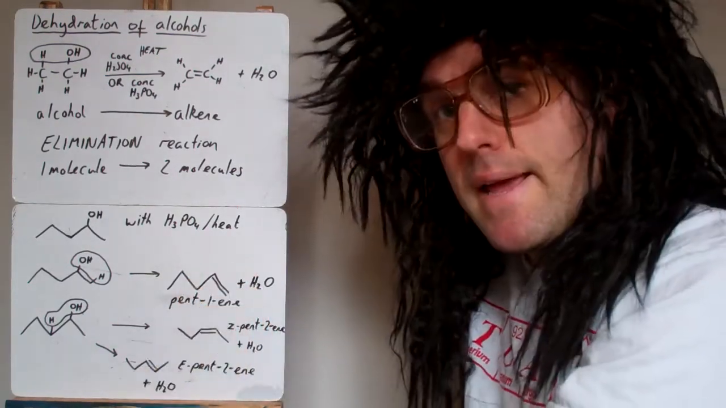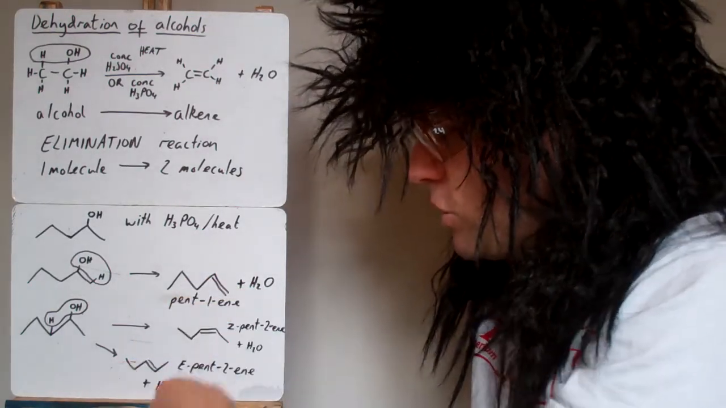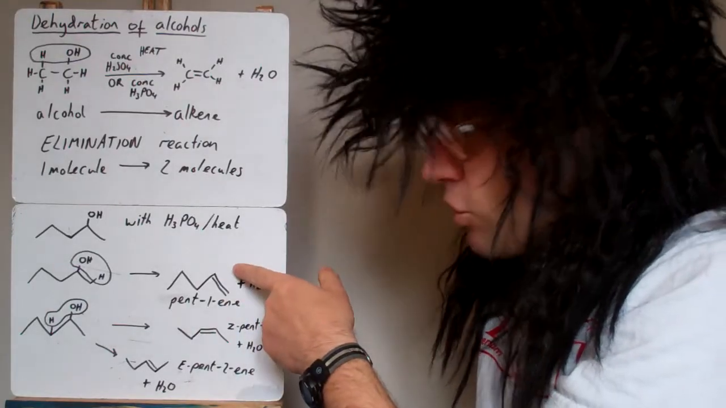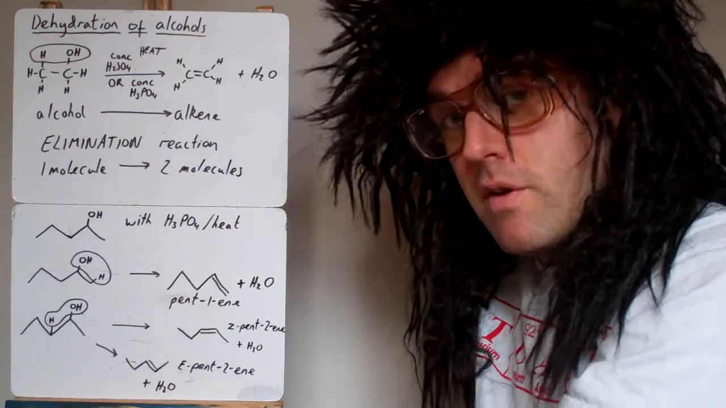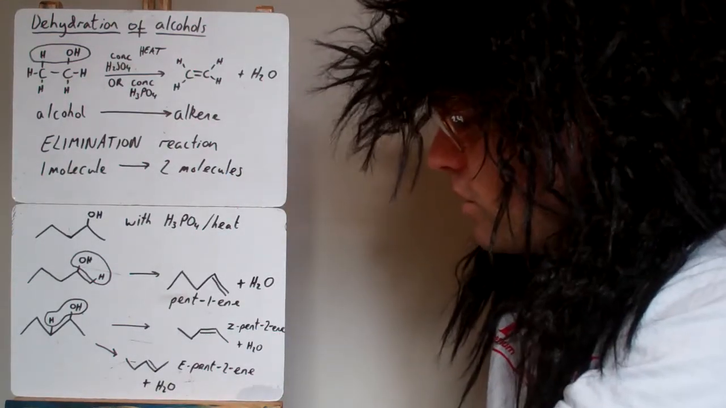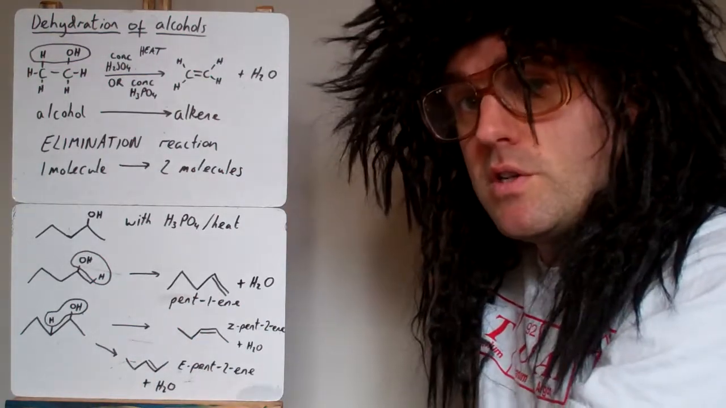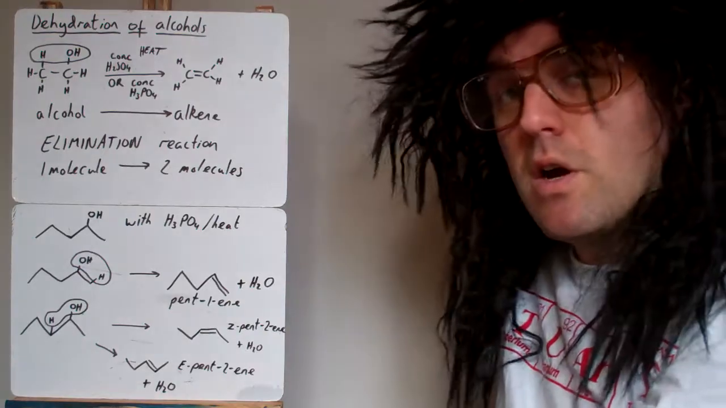They all have the same molecular formula, but this one has a different structural formula to these 2. So this is the structural isomer, and these 2, comparing to each other, have the same structural formula but a different arrangement of atoms in space. So these are stereoisomers of each other, but they're structural isomers of that one. Okay, so that's dehydration of alcohols.